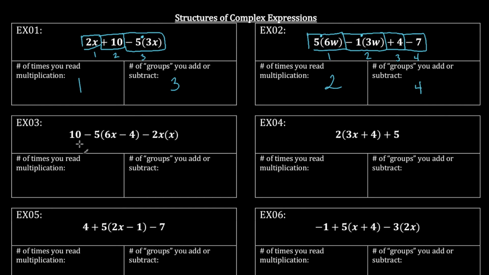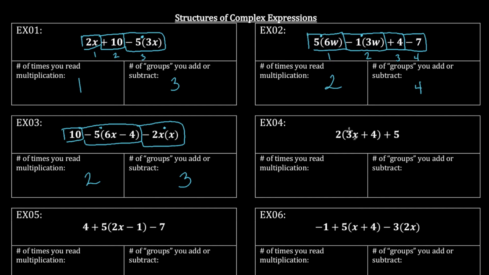So example number 3. 10 minus 5 times 6x minus 4 minus 2x times x. So that was twice I read multiplication. I start with 10. And then I take away 5 times all of that. And then I take away 2x times x. So there are 3 groups.